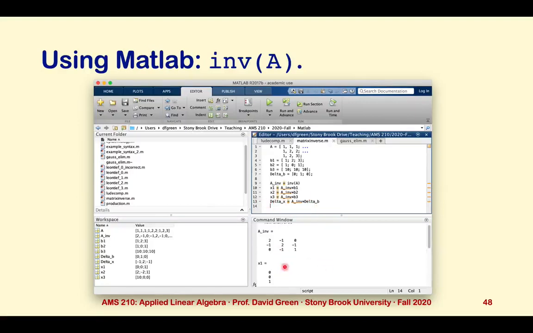To give a sense of what this outputs, when we run this and scroll up to look at the top part, we see the inverse is printed out as a matrix. This is actually what the inverse is. Then the first solution, and if we were to look down, we'd see all the rest. In the workspace, we can see we have our solutions x1, x2, x3, and delta x all here.